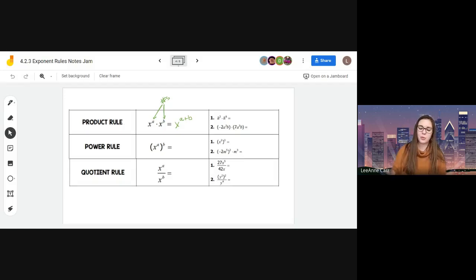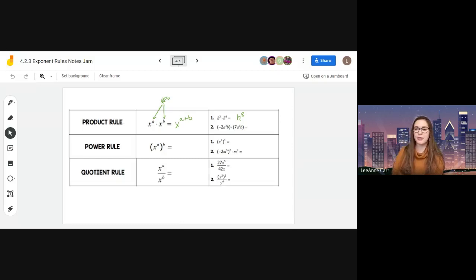So what we're going to do is we're going to use our product rule. We keep the h, and then like our rule says, we just add those exponents. So a plus b, that gives me 2 plus 6, which is 8. And boom, we did it. Yay.